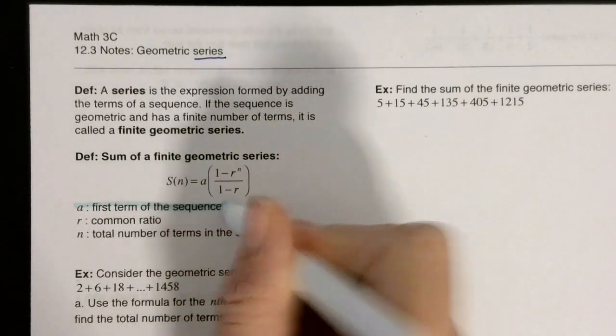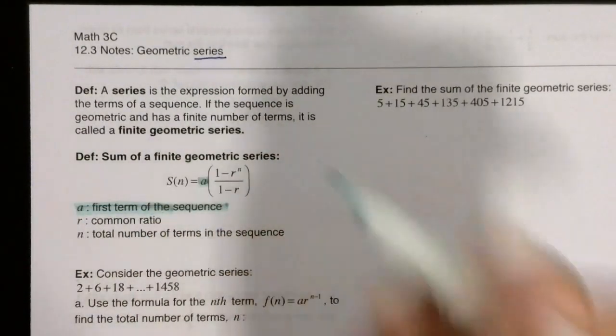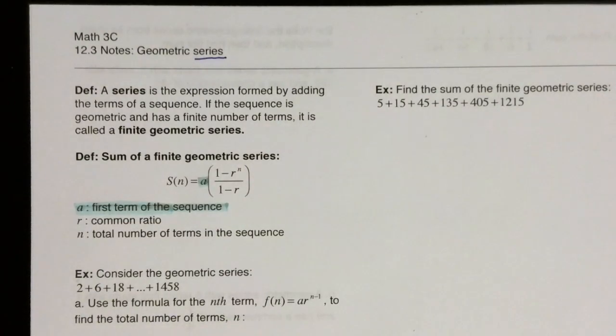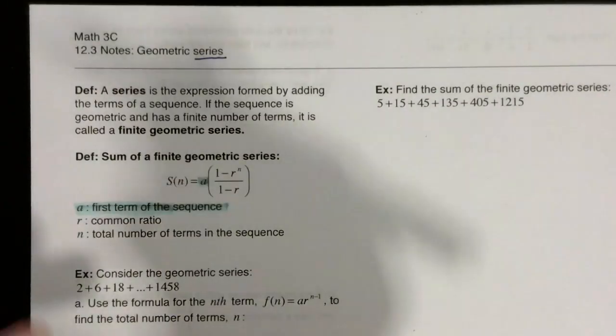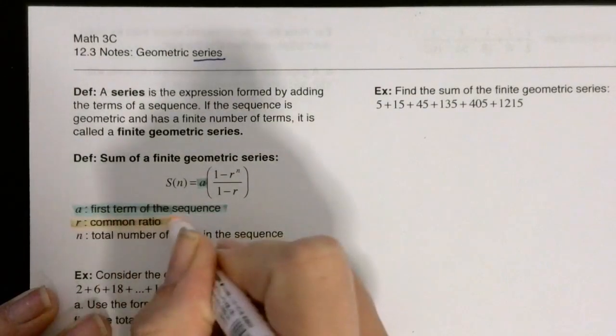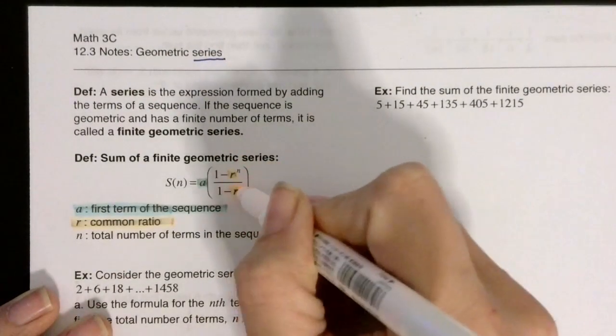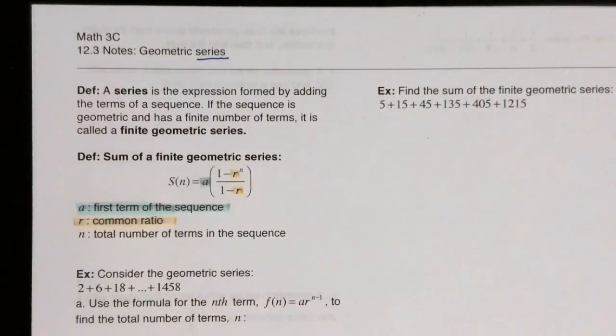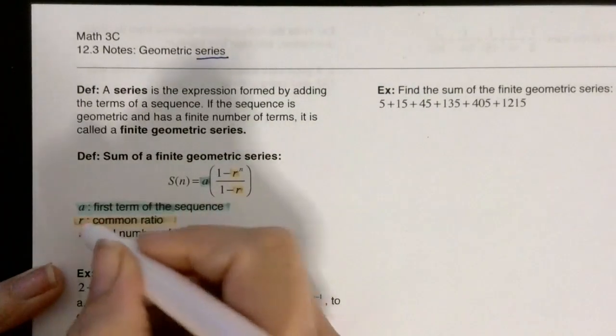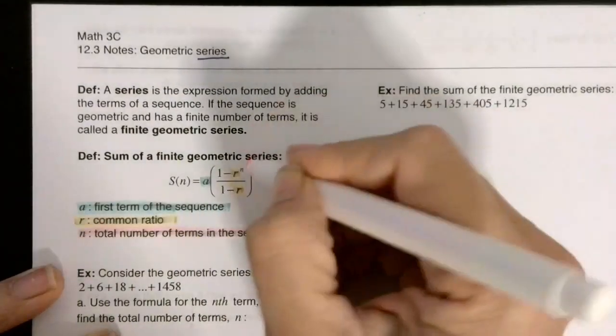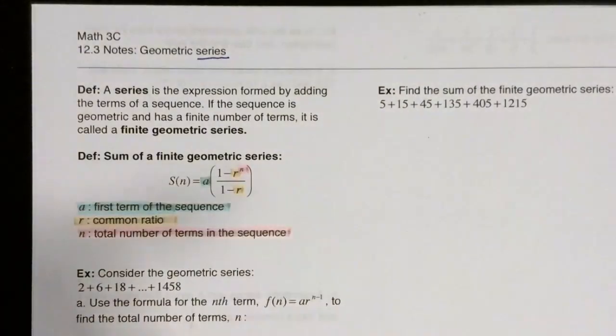So we need the value of the first term in the sequence. That guy's going to go right there. And then we also need the common ratio, which we figured out how to find yesterday. So that's in this formula twice. And then we also need the number of terms in the sequence. Sometimes that guy is the hard one to find, but we need the number of terms. That's notated n. Okay? So let's go ahead and get started with these, and we'll see how to use that formula right there.